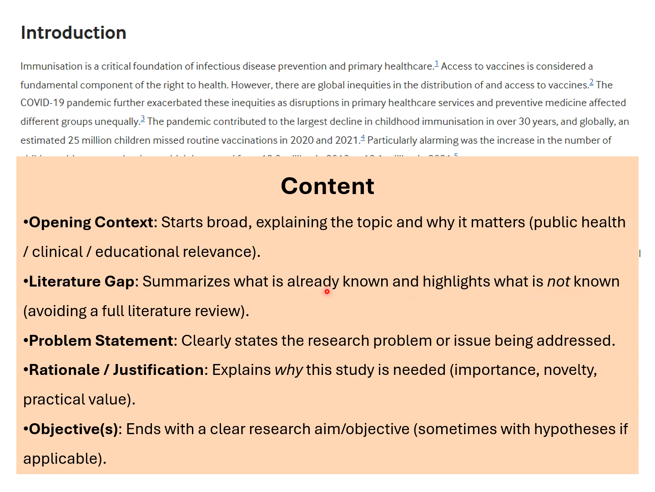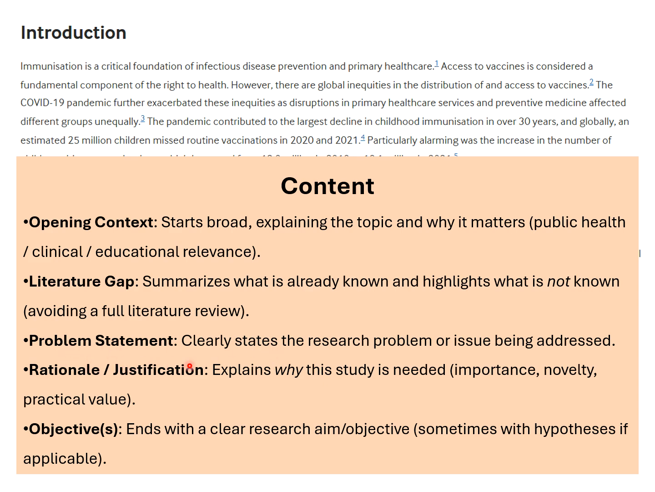The next step will be the literature gap, which summarizes what is already known and highlights what is not known. You are not going to give an extensive literature review in the introduction. You just need to summarize what is already known, so for that you need to synthesize the literature. On literature synthesis, my other video is available on tips for writing a literature review, and there you can learn how to synthesize from the literature. Okay, so once you have synthesized what is known, then you highlight what is not known. This is the gap in the literature, avoiding a full literature review.